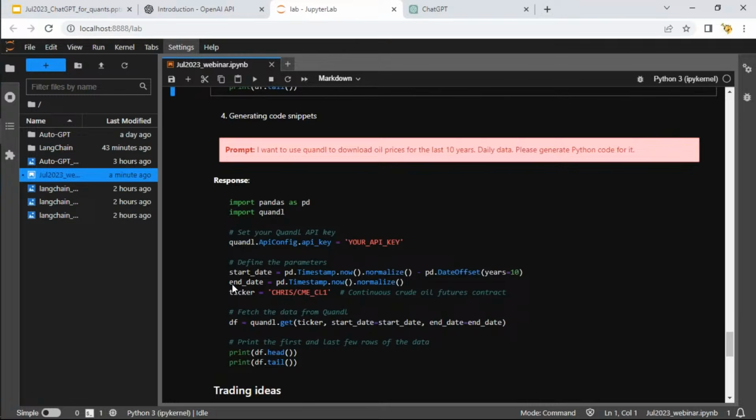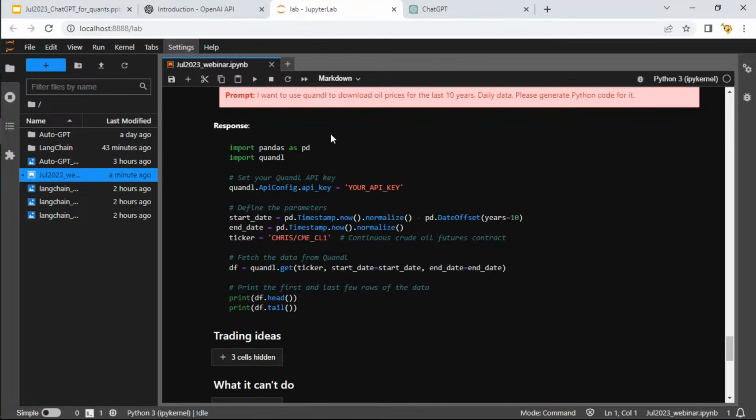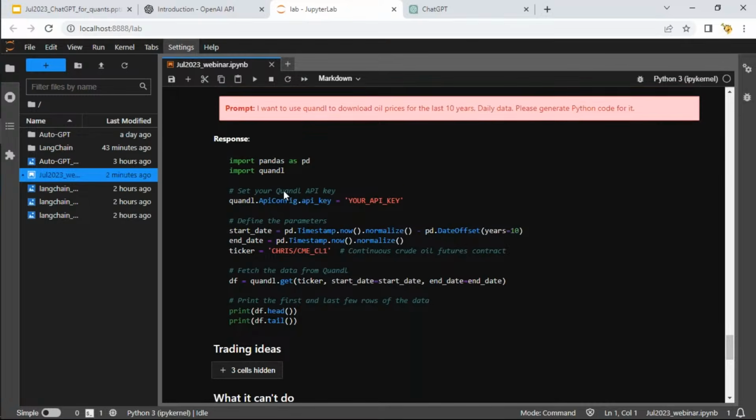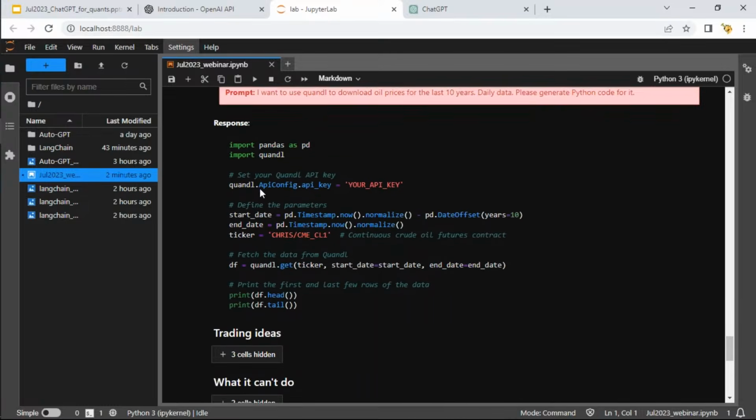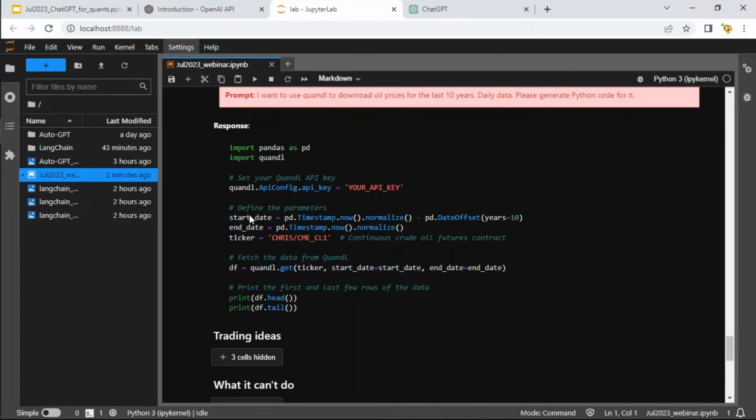What if we want to generate code snippets? So I said I want to use Quandl to download oil prices. Please generate Python code for it. So it generates a certain amount of Python code. Now the thing with this is it again highlights one of the, I would say, limitations of something like a ChatGPT, that the company Quandl has been acquired by NASDAQ, I think about a year or two back.